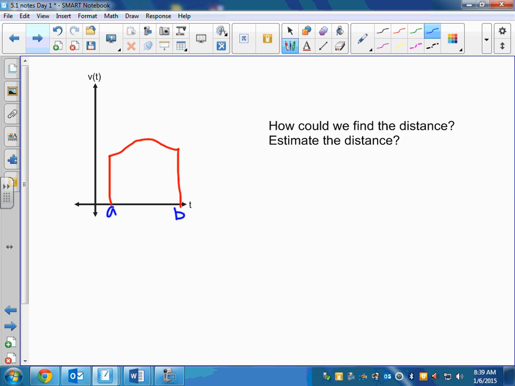What if that line was my velocity graph? And what if from A to B was my time interval? And I said, I want to find the area of that, or the distance traveled, which I know is area. Anybody have any suggestions of how we could estimate the distance there, instead of getting the exact distance, maybe? Because that's not a geometric shape we know, right?